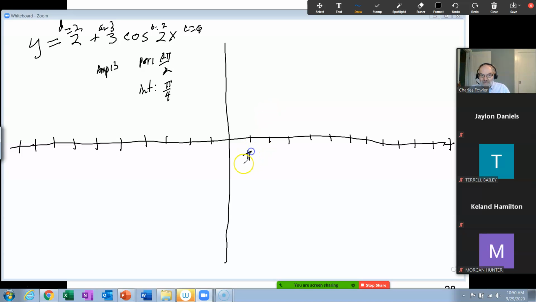So I'm going to fill those in. Pi fourths, pi halves, pi, 1, 2, 3, 4, 2 pi, 1, 2, 3, 4, 3 pi.